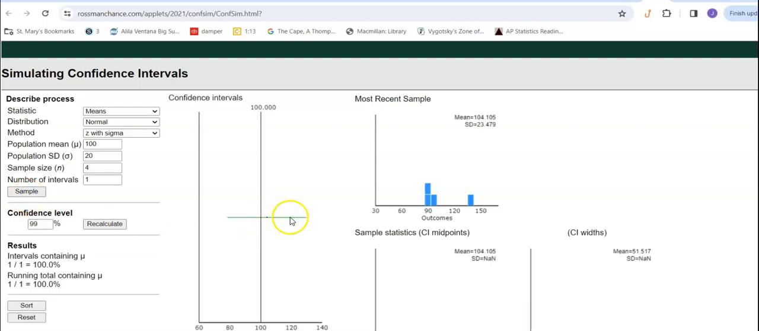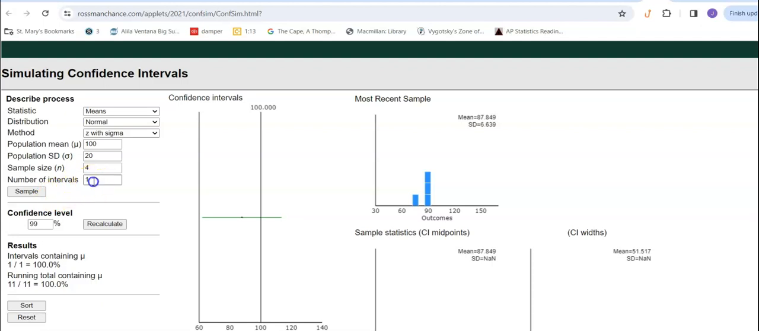So I took one. You can see that green line right there, that horizontal line. It does seem to capture the true mean of 100. I'm going to take another sample. That green line changed slightly. I'm sampling many different individual intervals, and all of them so far have contained the true mean. In fact, we would expect 99% of the confidence intervals created would.